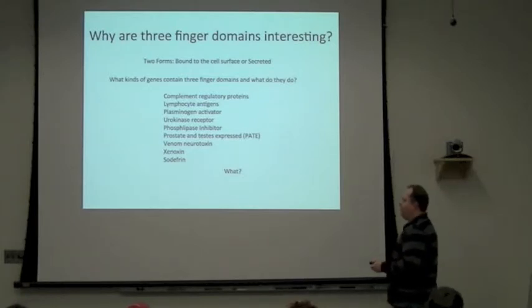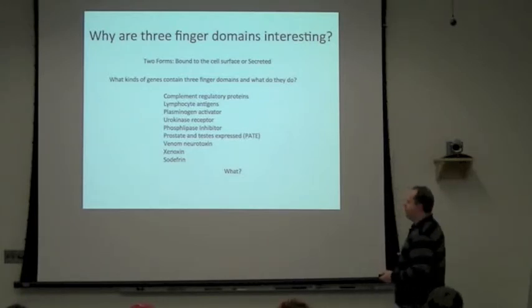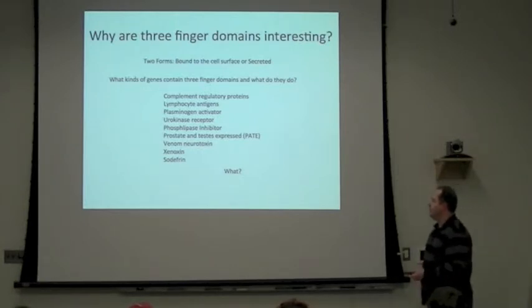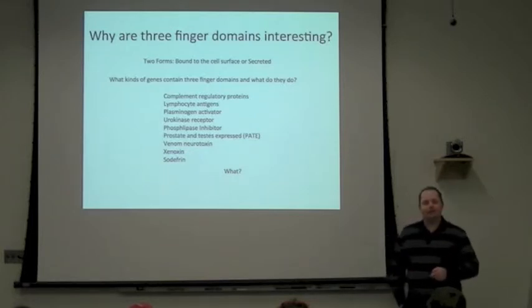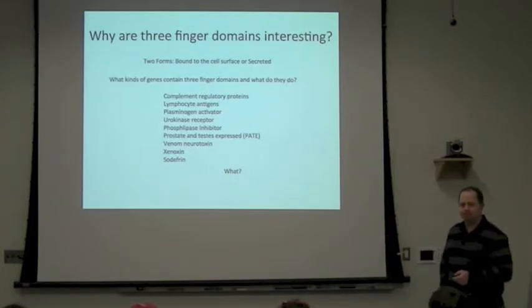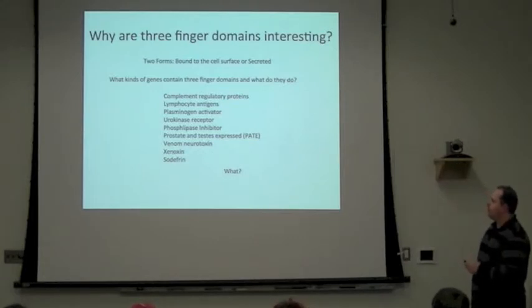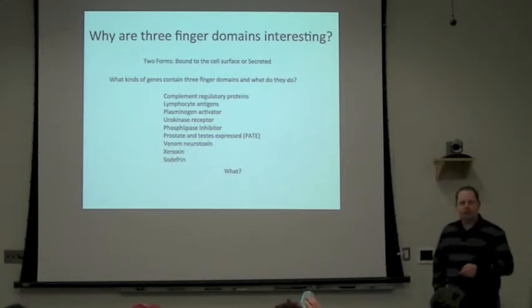What kinds of genes are they? Well, they're genes I'm sure you're familiar with. You've heard of complement regulatory proteins and lymphocyte antigens and plasminogen activators and urokinase receptors and phospholipase inhibitors. I'm going to tell you that you're going to be interested in them in just a minute. Okay? It's a long list of genes. And even though all of these genes are largely composed of a three-finger domain, they come up with different names for this domain every time.